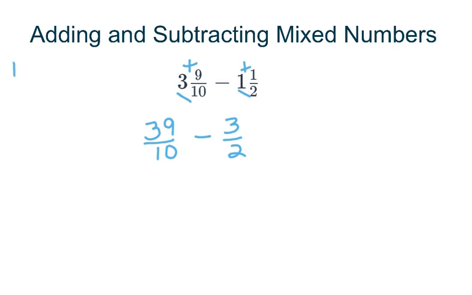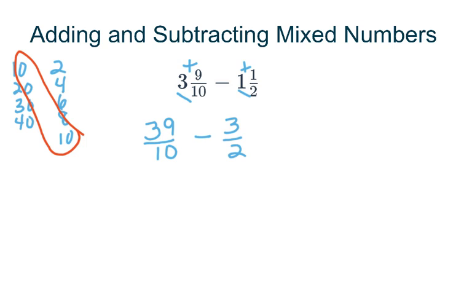Finding the common denominator, I can make my list of tens: 10, 20, 30, 40. And I'm going to make my list of twos: 2, 4, 6, 8, 10. Oh, I already have one in common. So my common denominator is going to be 10. The first one is already a 10. I have to now make the 2 a 10. To make the 2 a 10, I would have to multiply by 5. But if you multiply by 5 on the bottom, you have to do the same thing at the top. So now we still have 39 over 10 minus, this one's now going to be 15 over 10.